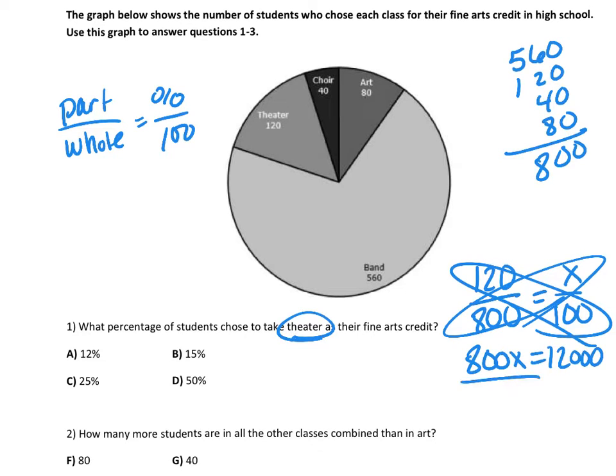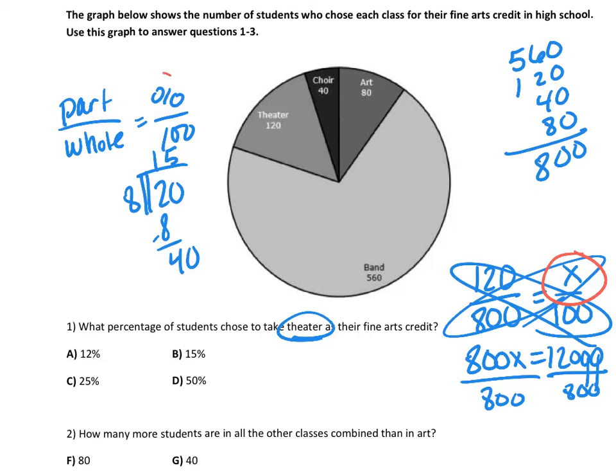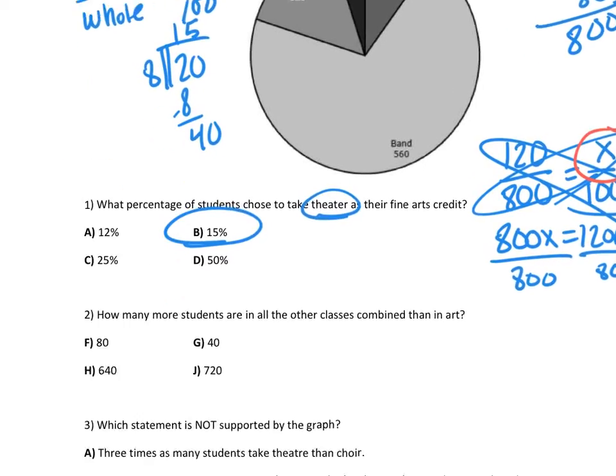And then we would divide both sides by 800. And I'm going to mark out those zeros because it makes it a little bit more simple. I'm going to say 120 divided by 8, and I got 15. So that goes in the X spot, which is the percent. Okay, so we would have 15%, which is letter choice B.